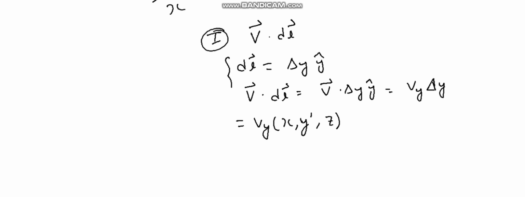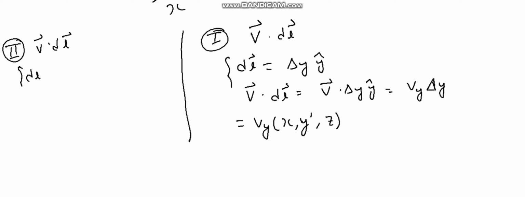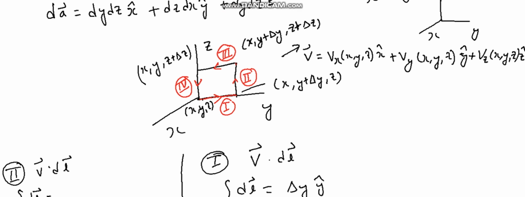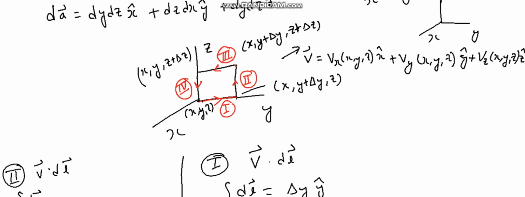Similarly, for the second path we have to calculate V dot dl. Here dl is of course the actual infinitesimal displacement vector, and displacement is the direction along which the particle is moving.